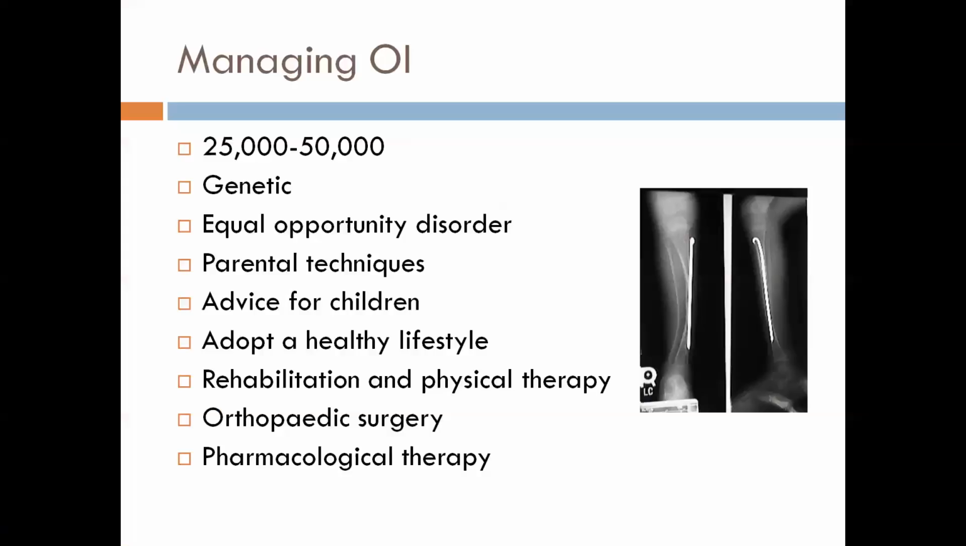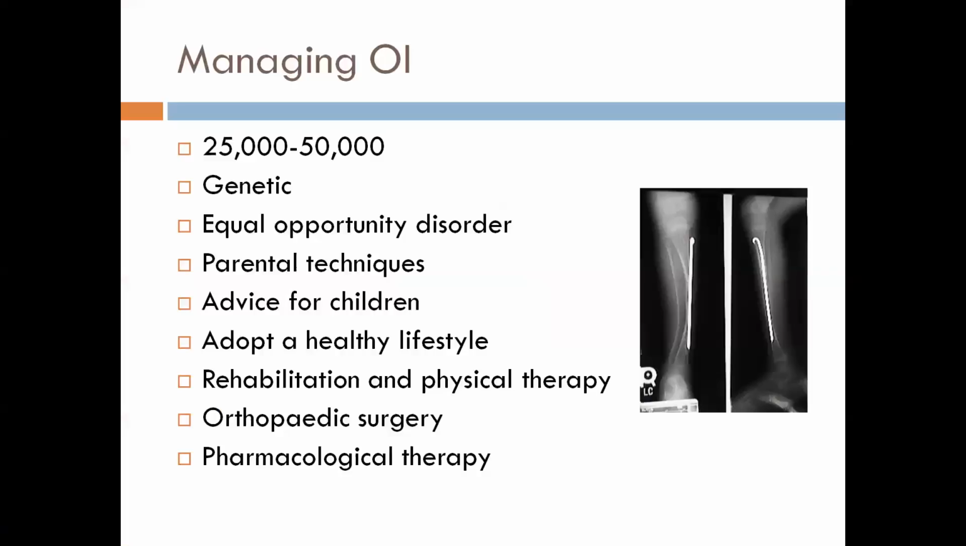They're going to be experiencing rehabilitation and physical therapy. That'll be a common practice for them. There are many orthopedic surgeries that they might have to attend depending on which type they have. One of the most common surgeries is, and you can see in that x-ray picture right there, they'll take rods and put them alongside the bowing limbs to try and keep them from bowing anymore, maybe help them straighten out. And there's also a lot of pharmacological therapies.